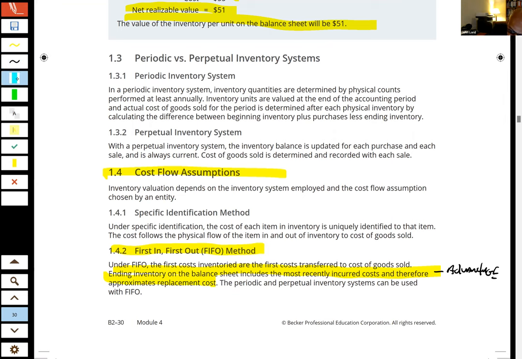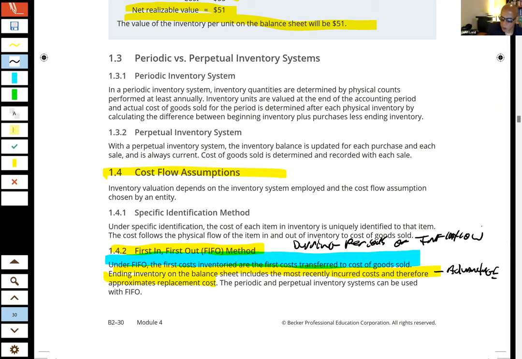Now, under FIFO, the first cost inventory or the first cost transferred to the cost of goods sold, even if I bought those things 3 years ago, okay, or during inflationary times, right? That's another thing that you can put in there, during inflationary times. So these are advantages, disadvantages, what? During periods of inflation, which we're currently in, right? So do you think the first cost inventory or the first cost transferred to the cost of goods sold is an advantage or disadvantage of FIFO? Advantage, because it makes your gross profit higher?